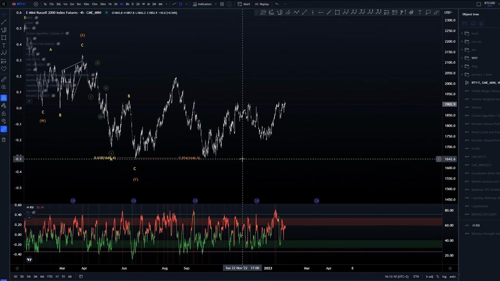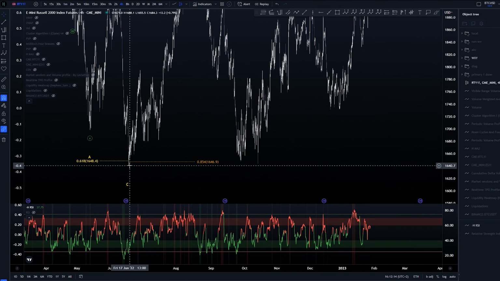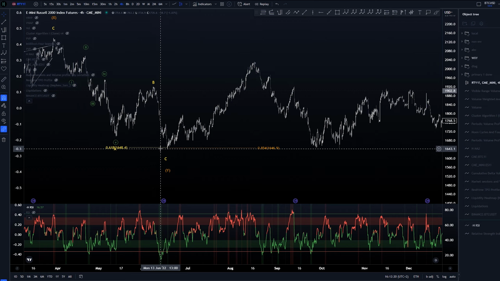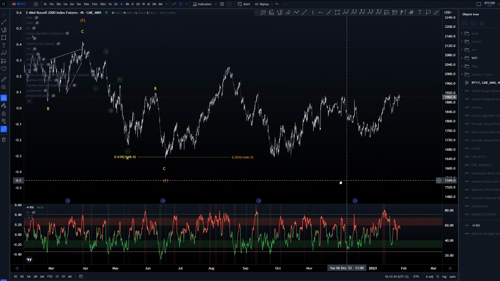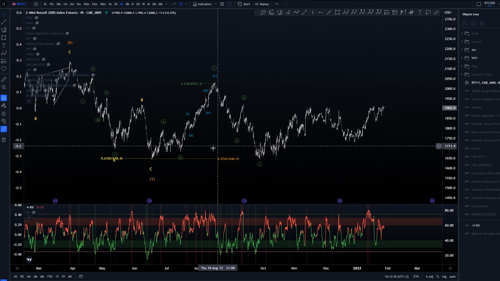The only issue that we have with this count, however, is, oh, never mind, this was actually the low here on June. Why was I looking at that like it was not? Okay, it is actually the low here. Never mind then. I take that back, whatever I said before. Now, the main count that I currently have is this one.